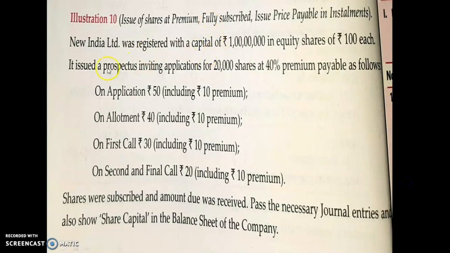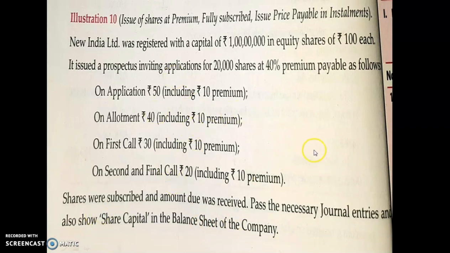Next problem. New India Limited was registered with a capital of 1 crore in equity shares of rupees 100 each. It issued a prospectus inviting applications for 20,000 shares at 40% premium payable as follows. So this is the way how you are collecting the installments. Shares were subscribed and amount due was received. Pass the necessary journal entry and also show the share capital in the balance sheet of the company.